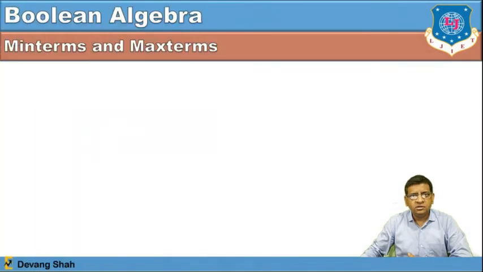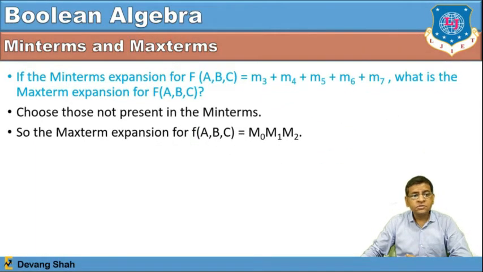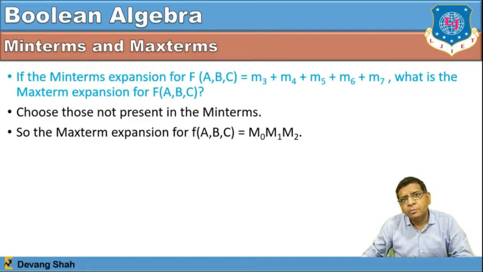Based on that, again, if we want to convert the min term expression of f of ABC equal to m3, 4, 5, 6 and 7, what are the max terms? It's just the complement of each other. So whatever terms are missing in the min terms, you have to represent in the max terms. But min terms are always in SOP form, and max terms are always in POS form, right?